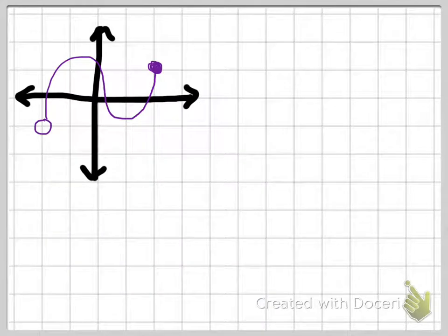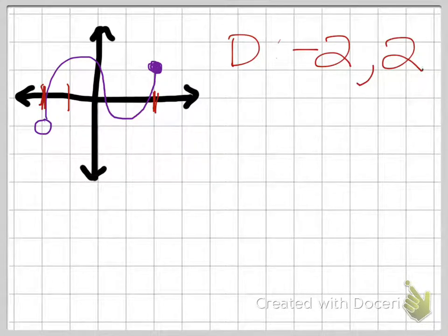Okay, now let's look at this function. All right, so for my domain, my farthest left point is going to be -2, right here. Now we go all the way over, my farthest right point is +2. Now the difference is that at -2 there's an open circle, which means it's a parenthesis, and at +2 it's a closed circle, so we have a bracket.